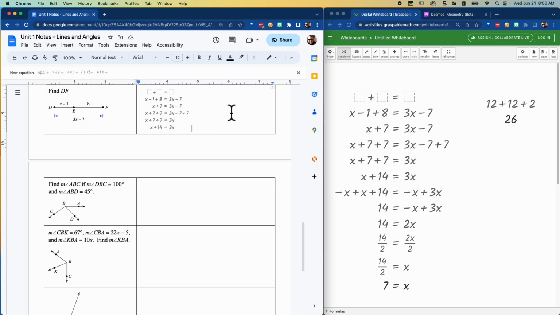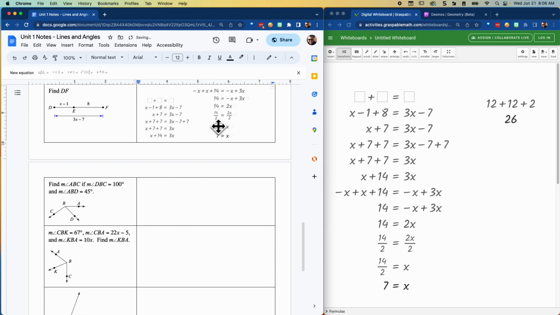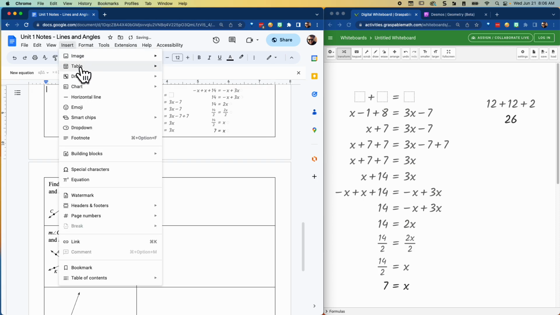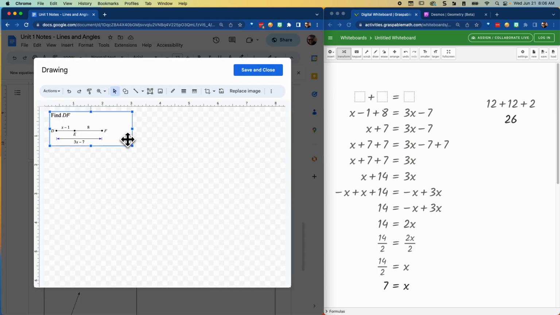So again, this will be available to you so that you can edit these things as a drawing, because on this one it's not. So let's cut that. I'll insert a drawing. This will already be a drawing for you so that you don't have to do it this way.